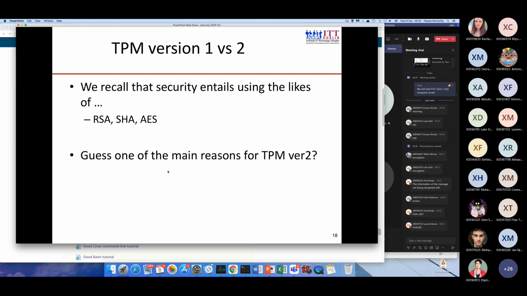So, just a quick word on TPM version 1 versus 2. We said that security uses the likes of these, which are algorithms used for encryption and signing and all that sort of jazz that people with me last year will know. One of the main reasons for TPM version 2, we've already mentioned it. Can anybody think what it might have been? Have a guess? I'll give you a clue. The last few comments are very close to it. No guesses. So TPM version 1 was using SHA-1. So obviously, yeah, exactly. Well done, Luke. So SHA-1 had to go, so therefore TPM version 2 mandates SHA-256.